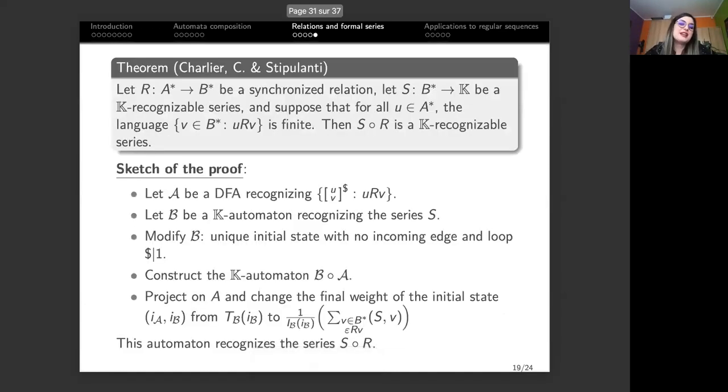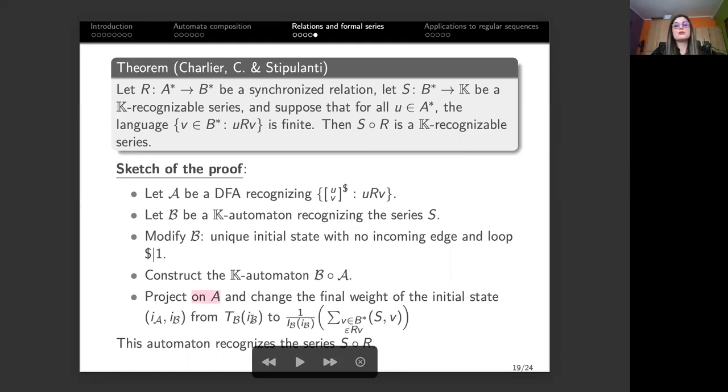As we can expect, our composition of automata will be used to prove that if I'm considering a synchronized relation and a K recognizable series, then the composition of these two is still K recognizable. To do so, I consider the two tape automaton associated to the synchronized relation and the K automaton associated to the series S, modify this K automaton, construct the composition of these two, and then I must project at the end on the alphabet A, because I don't want any dollar anymore.